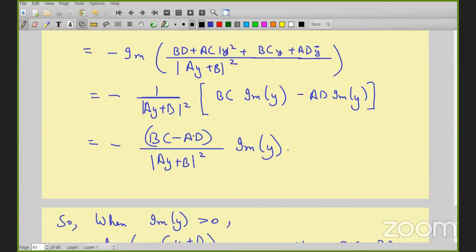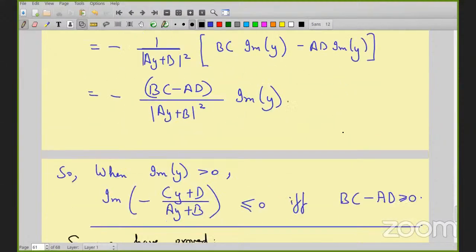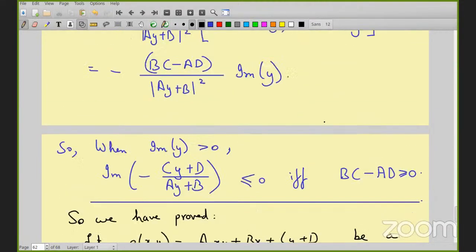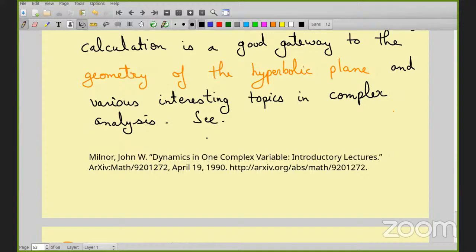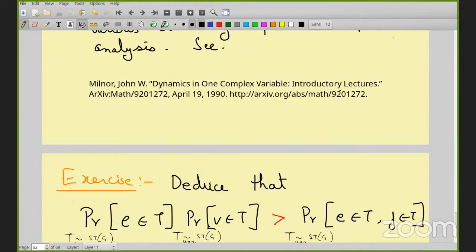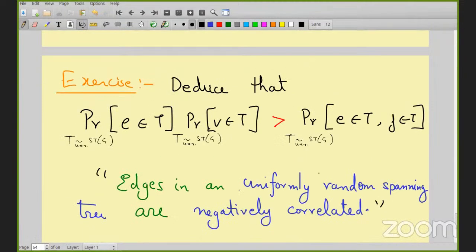So this special class of transformation that we are looking at is useful, and it underlies many other calculations also, including when you are doing stability with respect to circles. And this calculation also underlies one way of starting to look at the geometry of the so-called hyperbolic plane. So if you're interested, you can see this, but we will not need this. So this is not an exercise anymore. We already proved it.